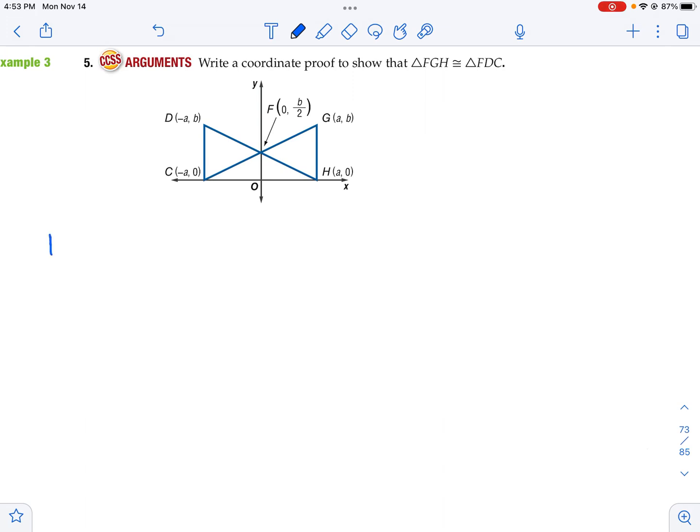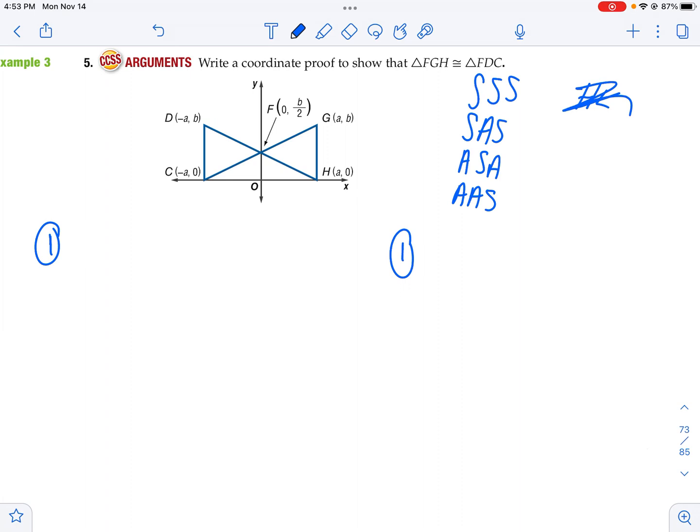Well, we know what kind of triangle congruence options we have. We have side, side, side, a classic. We have side, angle, side, a fun twist. We have angle, side, angle. We have angle, angle, side. And if we had a right triangle, we could do hypotenuse leg, but we're not doing hypotenuse leg.